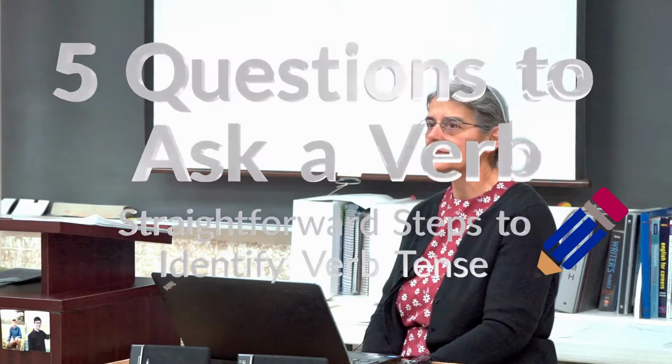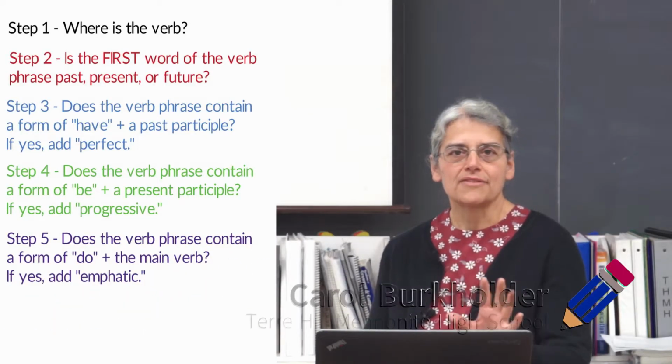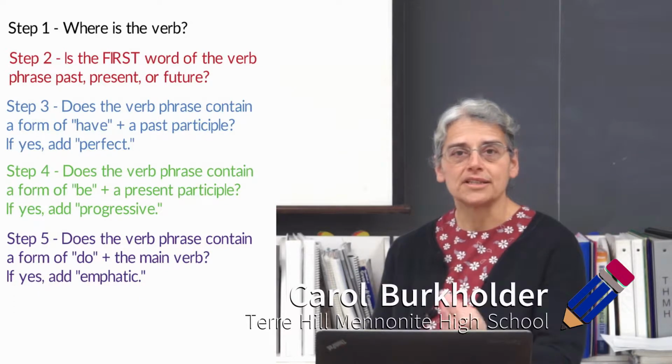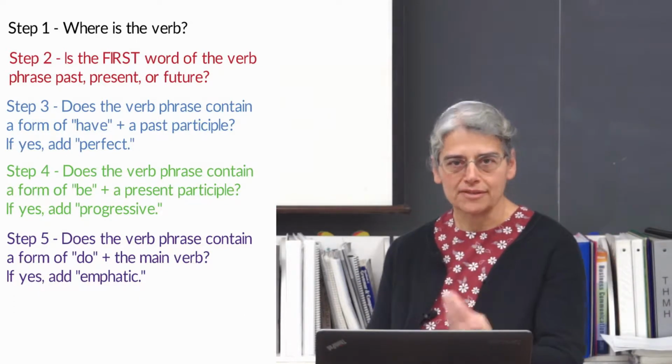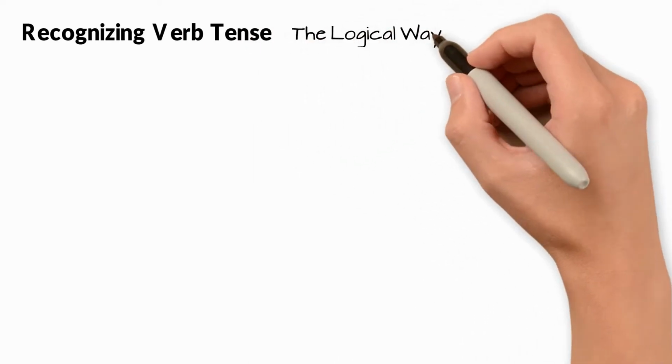I've probably used this close to 20 years now. One of the things that I've used in class is recognizing verb tenses. They need to already be able to identify past, present, and future tense. I give them 5 steps, and those 5 steps will help them to determine what the verb tense is, including the progressive and the perfect and the emphatic. So let's try the 5 steps that Carol gives us.